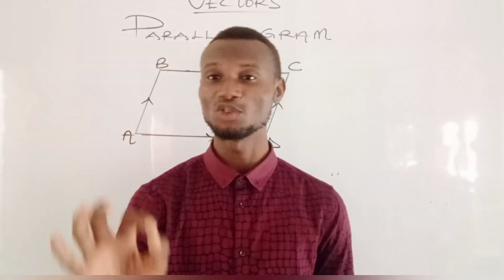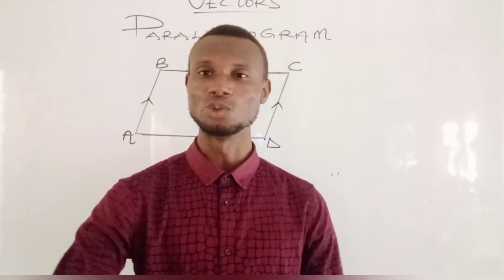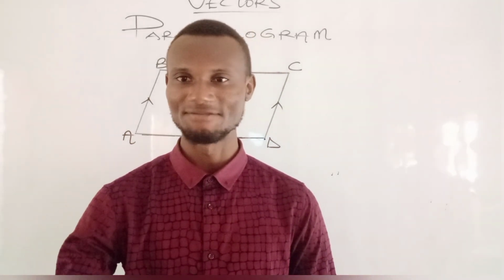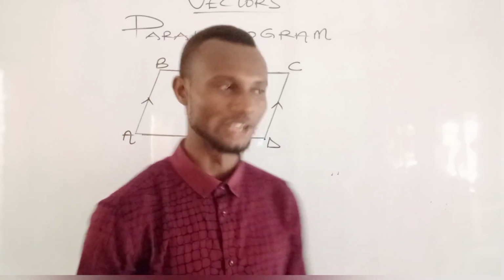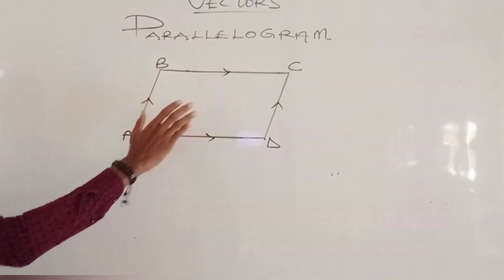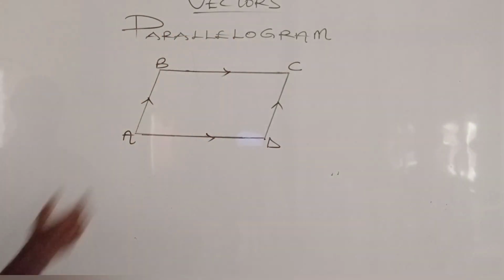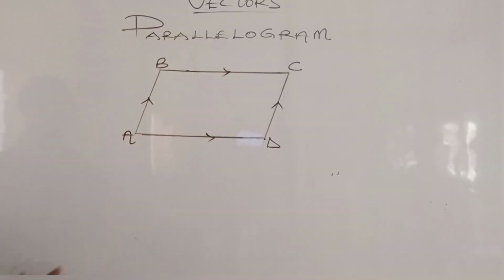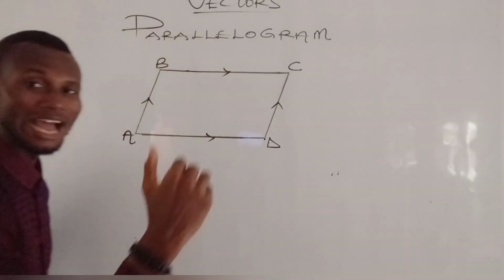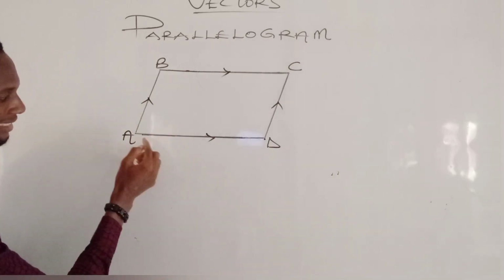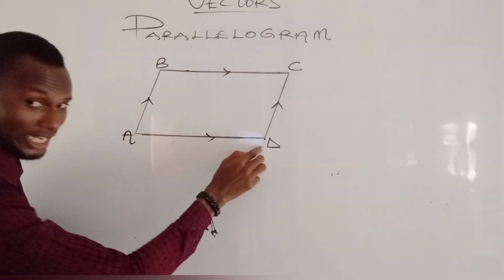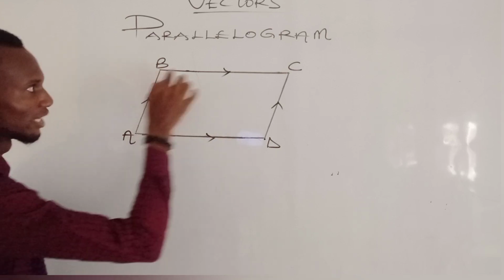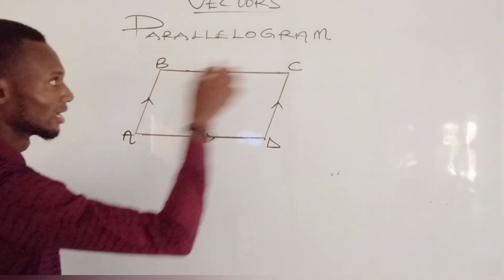Okay, so we are going to use that knowledge to establish the vector law that governs a parallelogram. Now when I come to the board, this is our parallelogram. We've indicated the arrows on it, and you can agree with me that this side AD, which is the vector AD, is equal to this side BC, which is the vector BC.